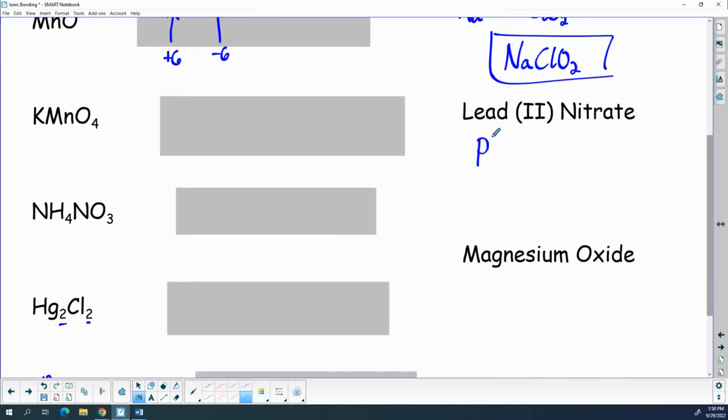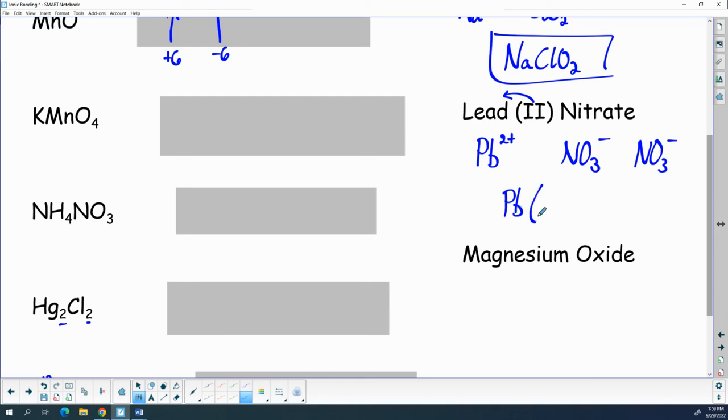Our next one, lead-2 nitrate. Lead is Pb, and it can have more than one charge. So it gave us the charge here. This is Pb with a 2+ charge. Nitrate is NO3. It's on your polyatomic ions reference table with a -1 charge. Well, if we're going to make this neutral, a +2 and a -1 does not add up to 0. So we need another nitrate. It looks like this. And one lead will attach to 2 of these to make a neutral compound.